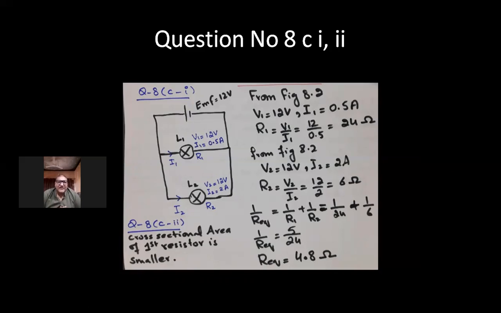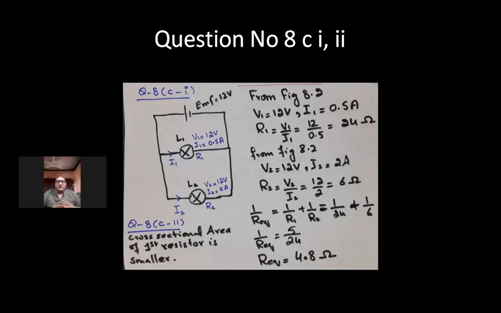And because they are connected in parallel to each other, and we want to find their equivalent resistance, what I will do is find the equivalent resistance. 1 by R equivalent is equal to 1 by R1 plus 1 by R2. So on your calculator, simply add 1 divided by 24 plus 1 divided by 6, and 1 by R equivalent will be 5 by 24 if you get the answer in fraction. And then cross multiply and get the value of R equivalent. That will be 4.8 ohm. 4.8 ohm will be the final answer.